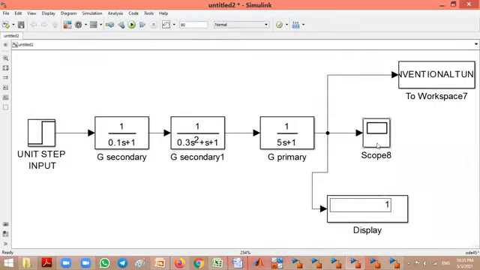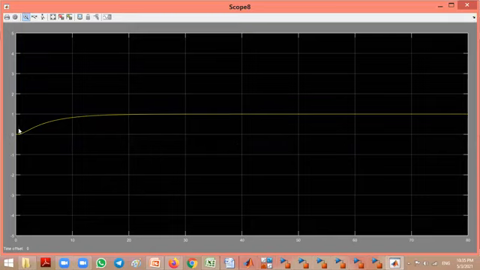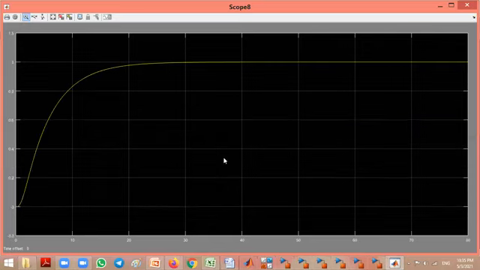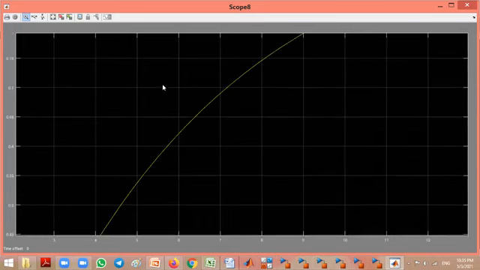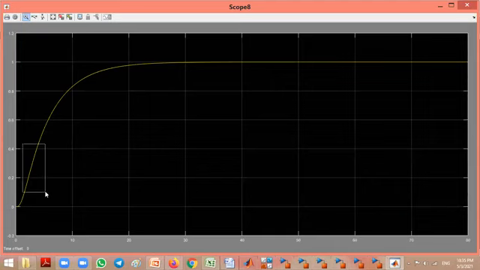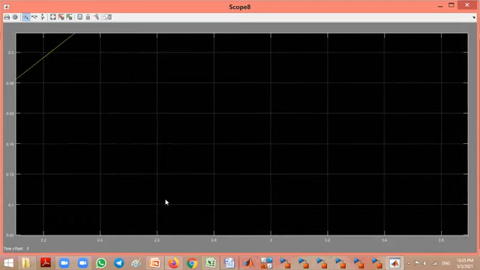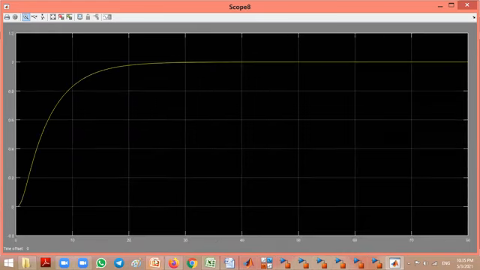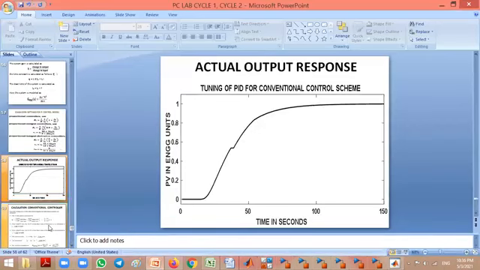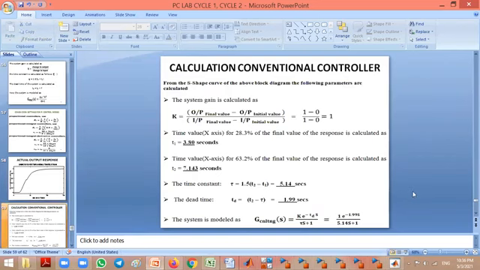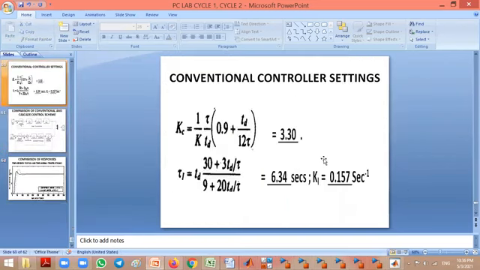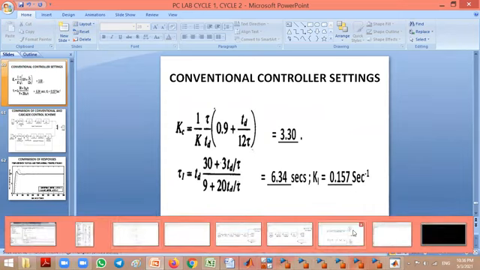Now you see the graph. It's an S-shape curve. Now you calculate 0.632 and again you do for 0.283. You calculate everything and find the PI control action. So you'll get 3.30 and 0.157. This one you implement in the cascade control scheme.